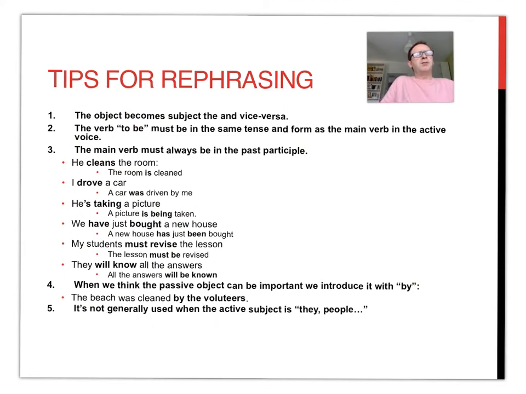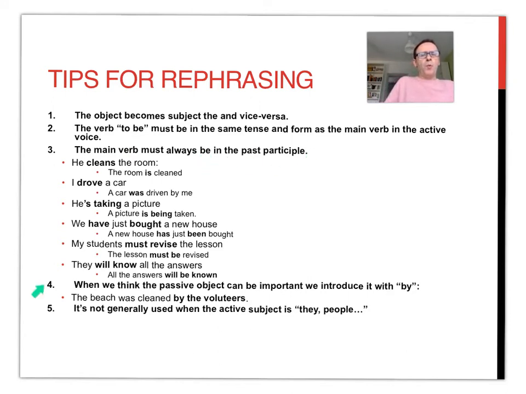Finally, guys, I'm giving you some tips for rephrasing, okay? These 5 tips are going to be very important for you to do some fantastic rephrasing exercises. Tip number 1, the object becomes subject, okay? Tip number 2, the verb to be must be in the same tense and form as the main verb in the active voice. Tip number 3, the main verb must always be in the participle.